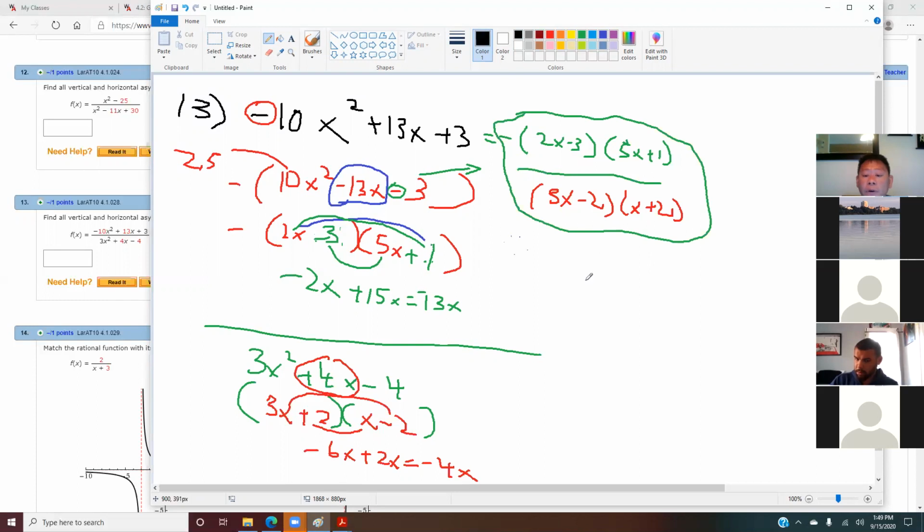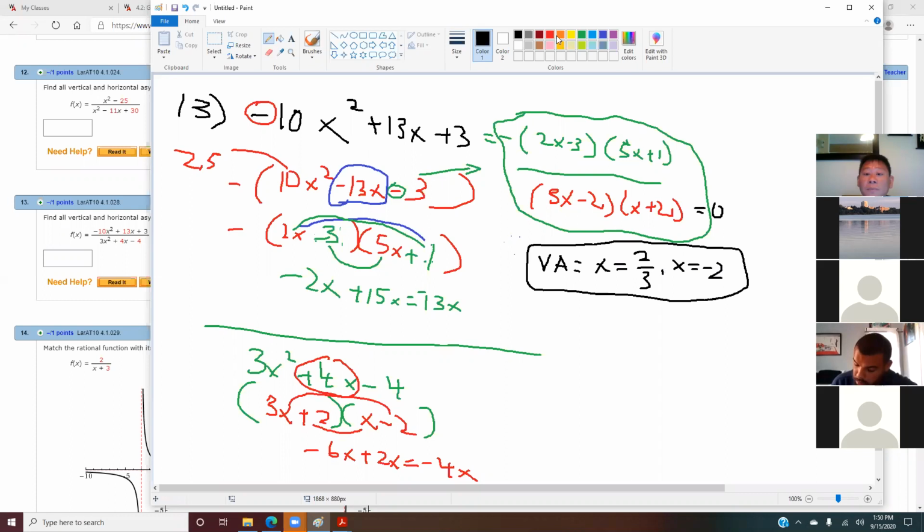So how do you find your vertical asymptote? You have to set your denominator equal to 0. So what is x going to be in this case? You got 2 answers for this case. x equals 2/3. No, you need to switch your sign again, Mike. And x equals negative 2, right? So this is your vertical asymptote.